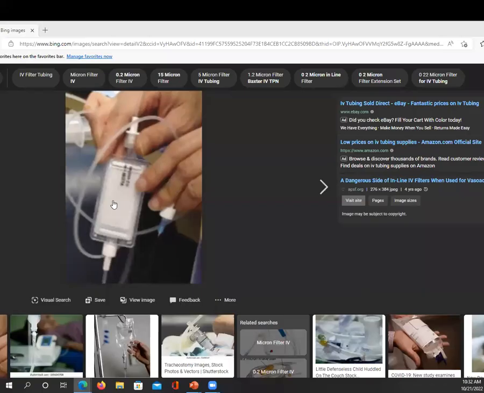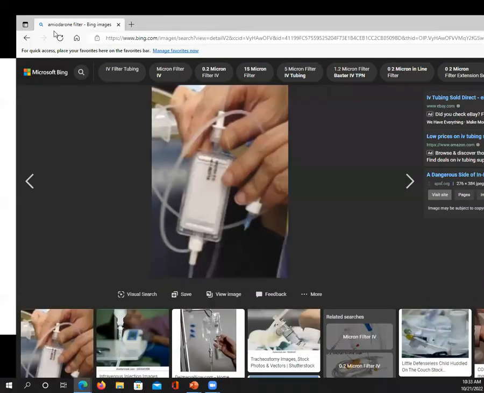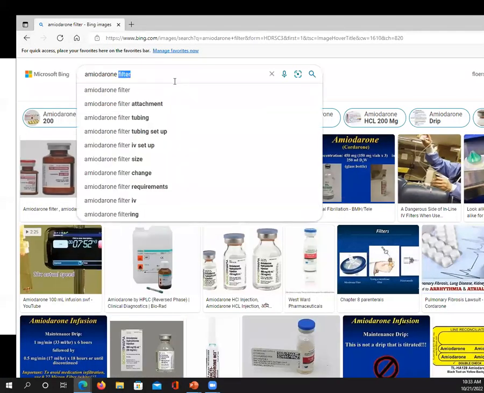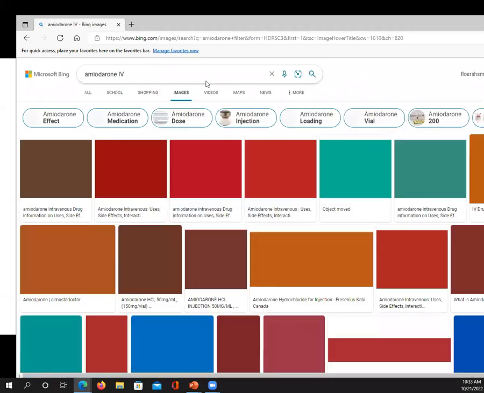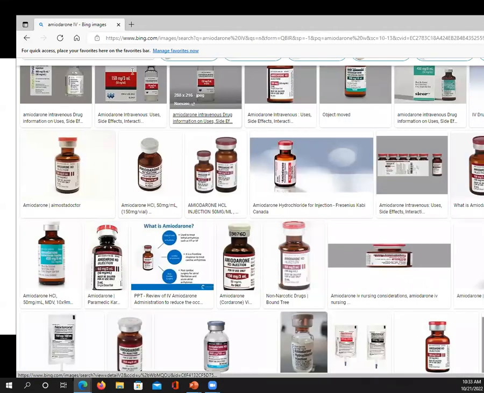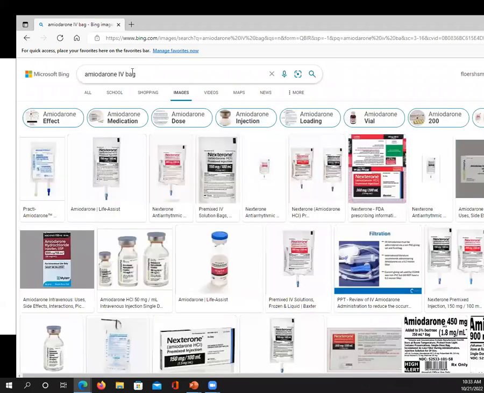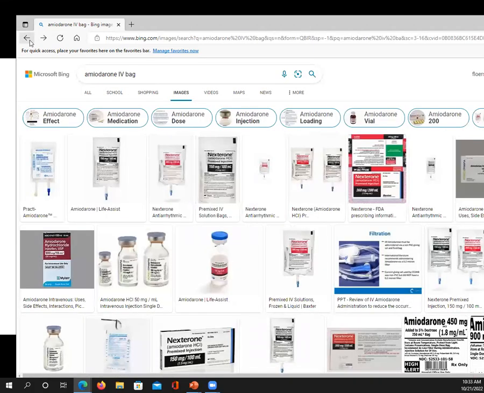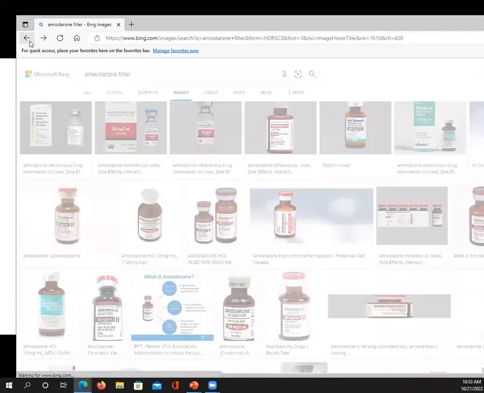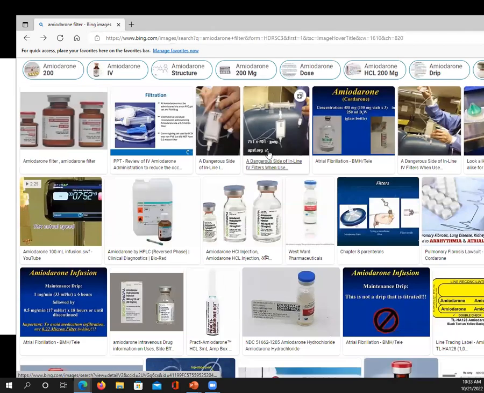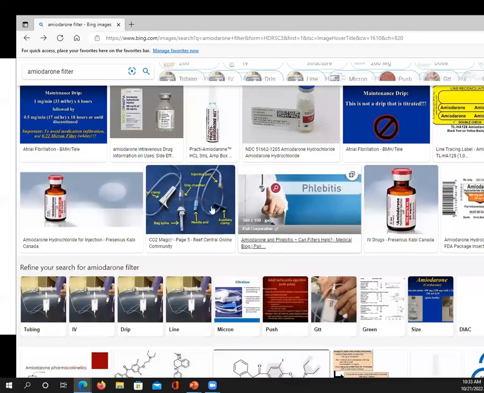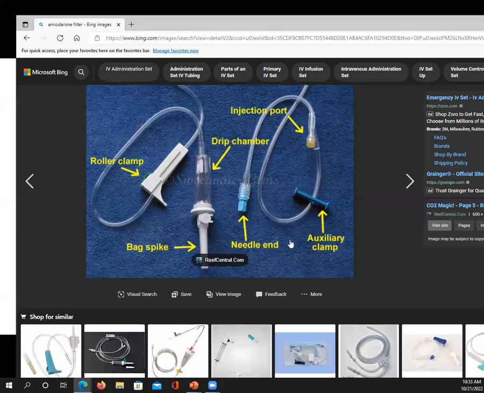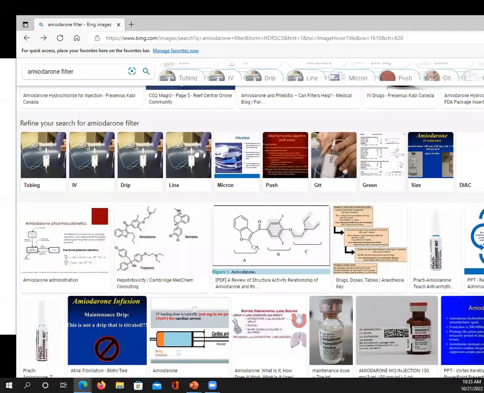I want to pause it to show you this. With amiodarone, what you'll usually have is a filter, because amiodarone tends to, let me see if I can show you, amiodarone IV. Amiodarone tends to have quite a bit of bubbles in it. So when you give the medication, you give it with a filter. Usually, sometimes it'll come with the medication, sometimes it won't.